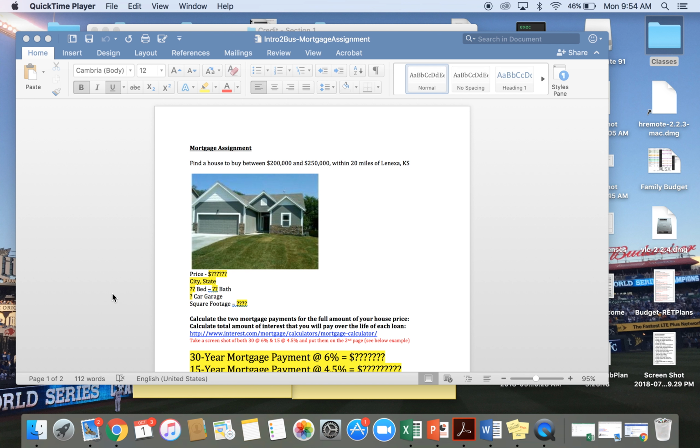But our mortgage assignment for today, again, 3 things that affect the amount of interest that we pay. Very important that we know this: time, amount, and rate. Time, amount, and rate. In today's assignment, our main objective is to understand how time plays such a huge role in the amount of interest that we pay.